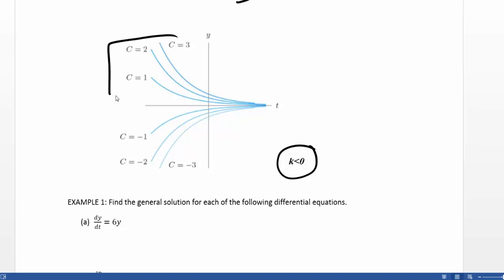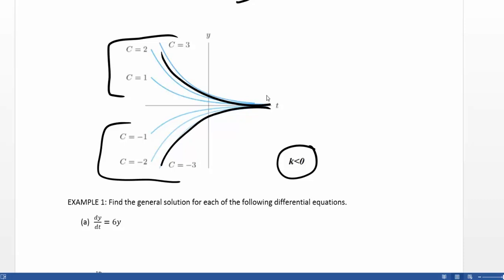So when c is positive, we start really large in the positive direction, and then we slowly come down until we approach 0. When c is negative, we start really large in the negative direction, but still increase to approach 0. So in both of these cases, our function is getting smaller and smaller in magnitude, and therefore this represents decay.